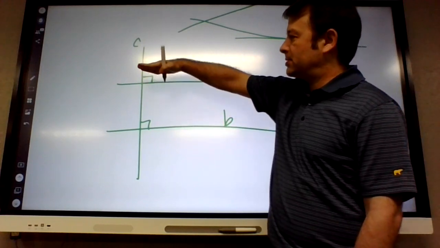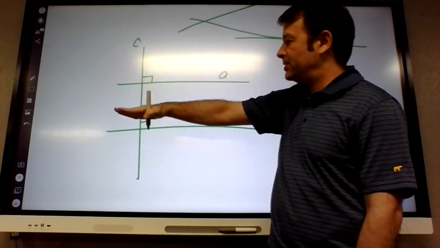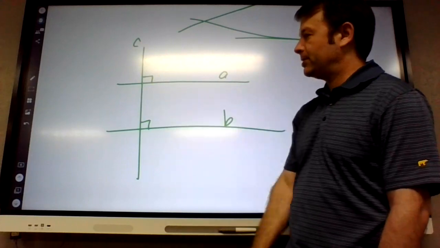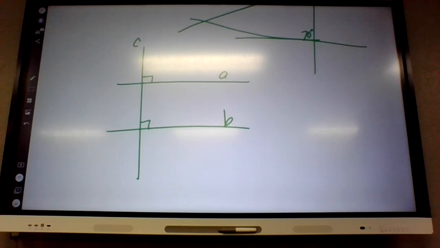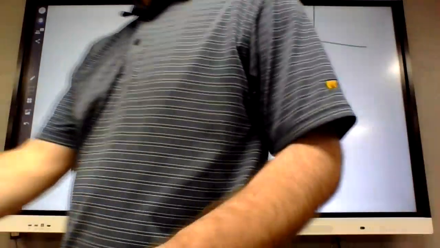Think about it, makes sense. Kind of like a ladder. Like if they're 90 degrees and 90 degrees, these two would have to be parallel. Okay, so that's another way you know lines are parallel. Did I skip one? I think that might have been it, actually.